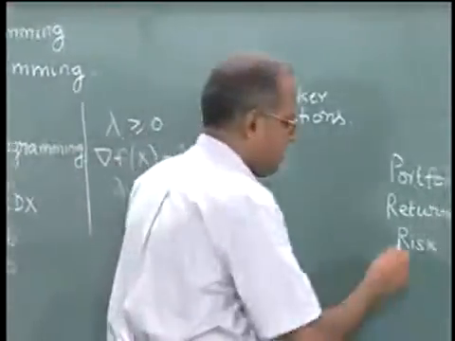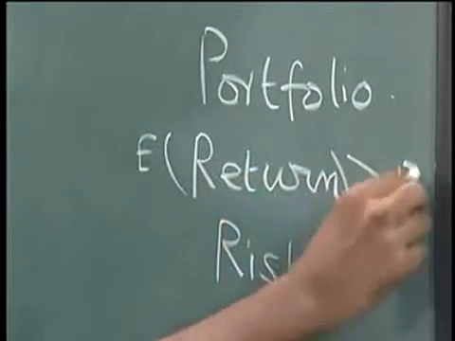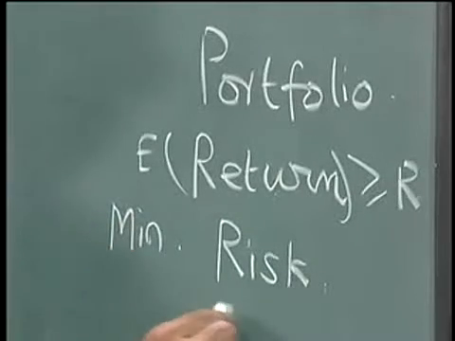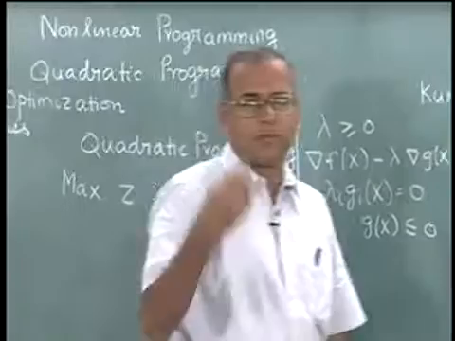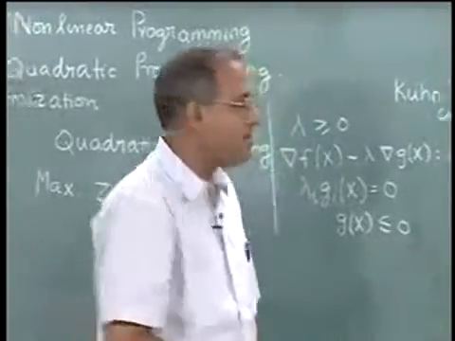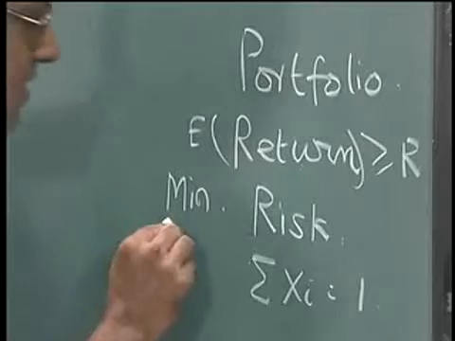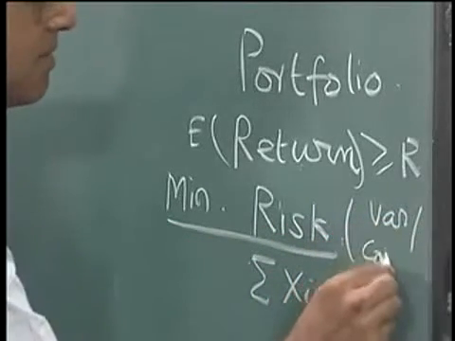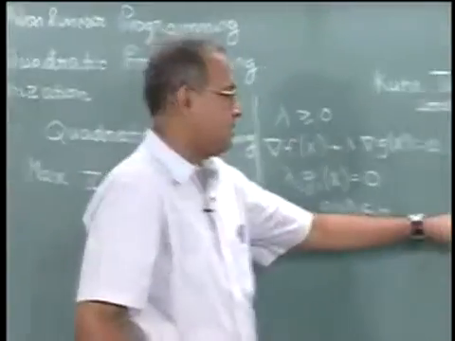Such that the expected return is greater than or equal to some r, and minimize the risk. Subject to, of course, the condition that the sum of xi equals 1; the proportions of the investments should add up to 1. Now this problem is modeled as a quadratic programming problem because this risk is seen as a variance or covariance of the returns, and therefore it is a quadratic form.